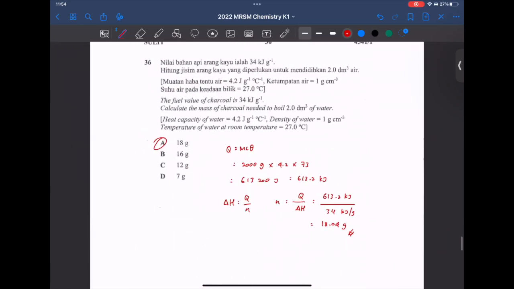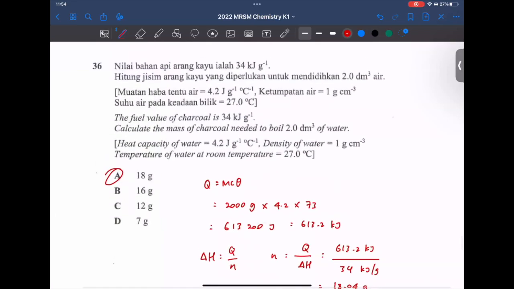All right, for 36, the fuel value of charcoal is 34 kilojoules per gram. Calculate the mass of charcoal needed to boil 2.0 dm³ of water. Given that the heat capacity of water is 4.2 joules per gram per degree Celsius, the density of water is 1 gram per cm cube, and the temperature of water at room temperature is 27. Boiling water is 100 degrees Celsius, so the change in temperature should be 100 deduct 27.